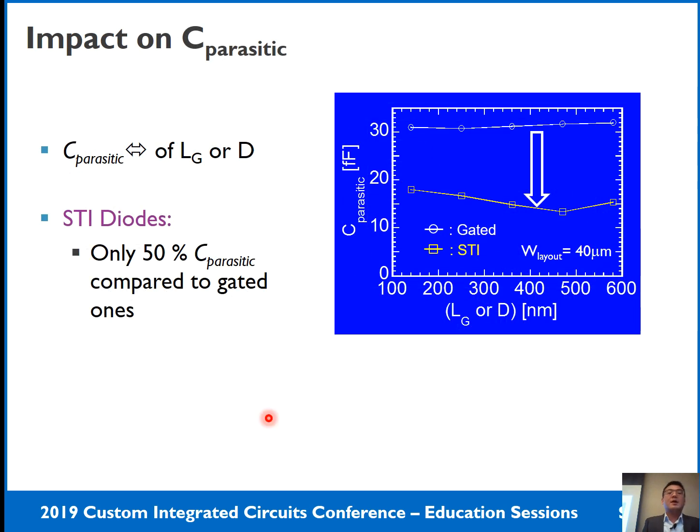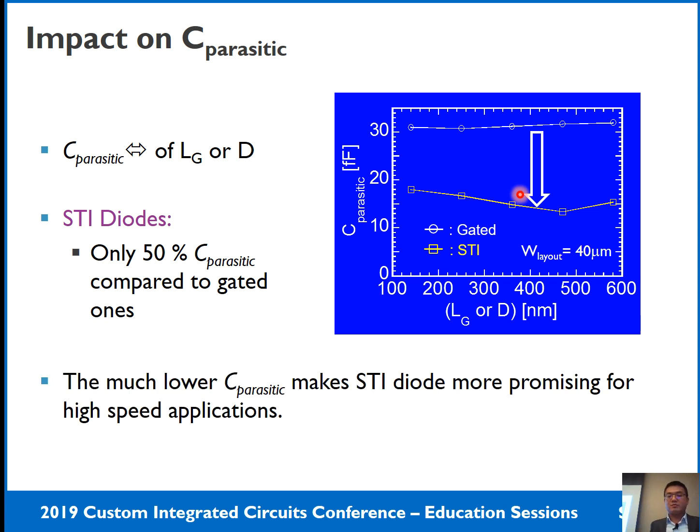So let's look at the impact on the parasitic capacitance in both diode cases. First, in the gated diode, the parasitic capacitance is almost independent of the gate length. For the STI diode, it's slightly decreased, but not much, by increasing the anode-cathode distance. In general, the STI diode has only 50% of the parasitic capacitance compared with the gated diode. This much lower parasitic capacitance makes the STI diode more promising for high-speed applications.